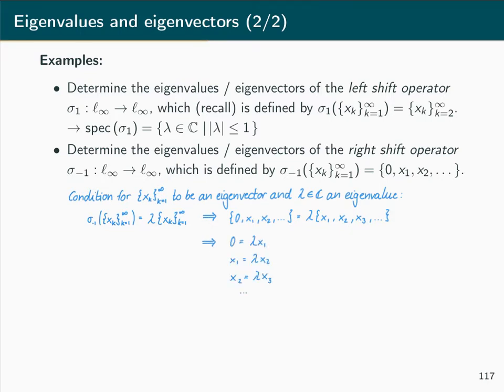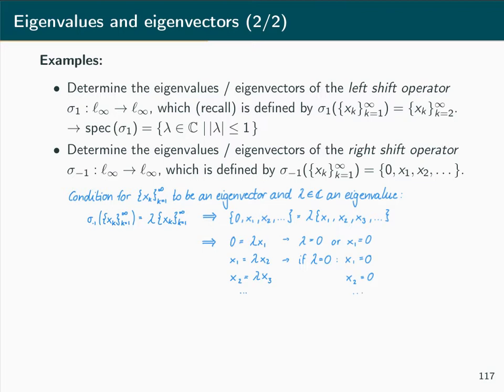This implies that we must have equality for all the elements of the sequence. So first 0 must be equal to lambda times x1, then x1 must be equal to lambda times x2, x2 must be equal to lambda times x3, and so on. The first condition implies that either lambda must be equal to 0 or x1 must be equal to 0. Let's first look at the case where lambda is equal to 0. If that's the case, then all the following elements, so x1, x2, and so on, they must all be 0.